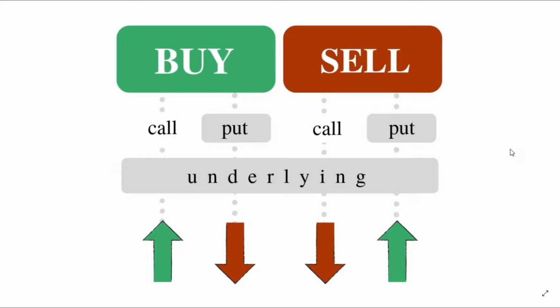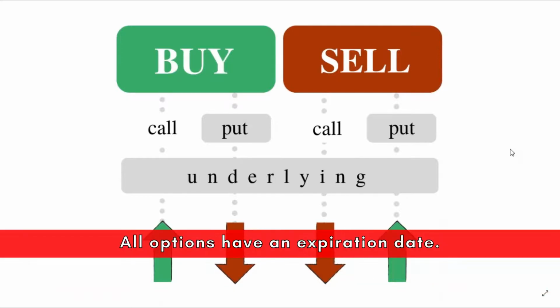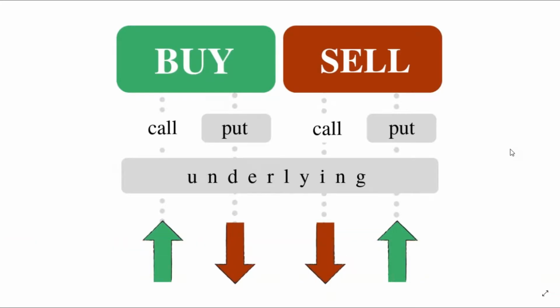Options can be bought and sold at different standardized strikes on an options chain, and we're going to discuss that a little bit more in a second. All options have an expiration date. So options can expire today, tomorrow, or years from now, but every option has an expiration date.